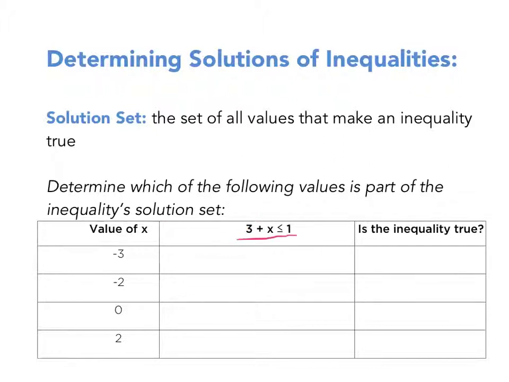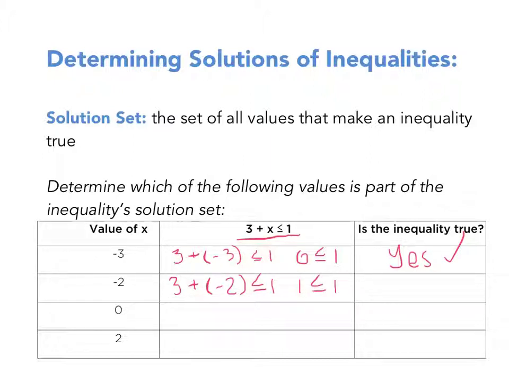So I have this inequality right here of 3 plus x is less than or equal to 1. I'm just going to substitute each of these values for x and see if it makes the inequality true. So 3 plus -3 is 0, and 0 is less than or equal to positive 1. So that's true. Now we're going to plug in -2. And 3 plus -2 is 1. Now 1 is less than or equal to 1. 1 is equal to 1, so yes, this checks out.